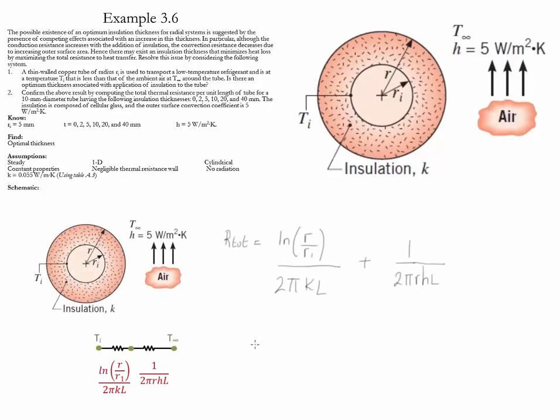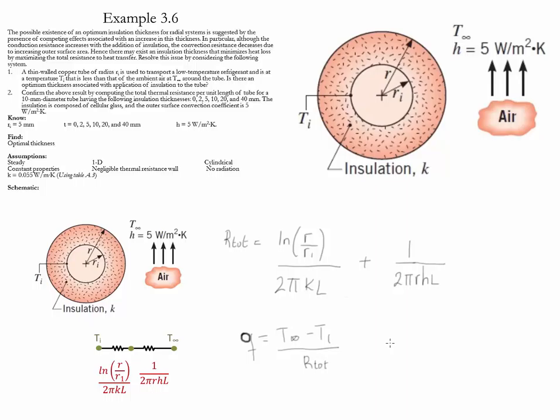We start the analysis of the problem by defining the thermal resistances. We have a resistance due to conduction and the other one due to convection. Notice that both resistances are functions of R. The reason is we do not know the outside radius, because what we're looking for is the thickness of the insulation. We define the value of the heat rate to be the changes in the temperatures divided by the total resistances.